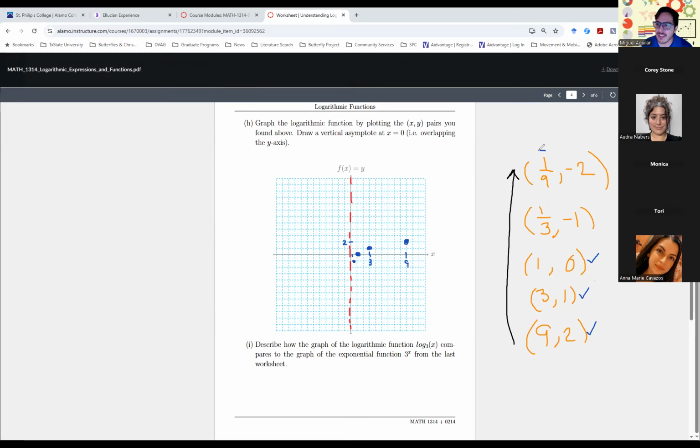And then 1/9, if you compute this as a decimal, it's going to be 0.111 repeating, which is even closer to that asymptote. So that's going to be down here-ish. So you kind of see this, I don't know if you can think of it like a trumpet, but it's a curve like so, and that's going to be good enough here. Okay. Anybody have any questions with graphing this?